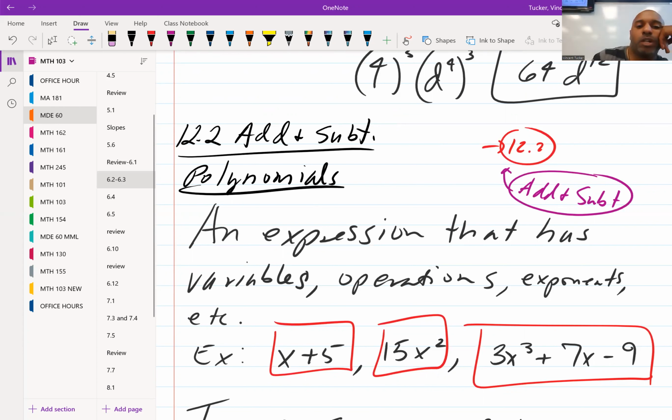All right, so 12.2 is on adding and subtracting polynomials. A polynomial is just an expression that has variables, operations, exponents, etc. So a couple examples: x plus 5 is a polynomial, 15x squared is considered one, it's a monomial, and 3x cubed plus 7x minus 9 is another example.